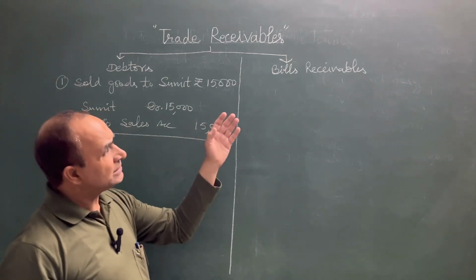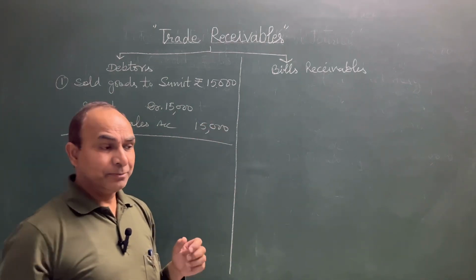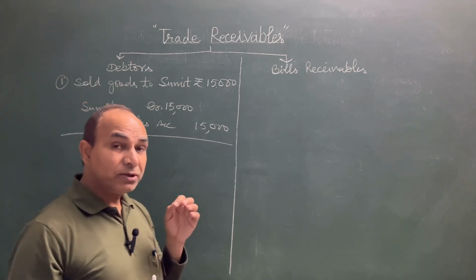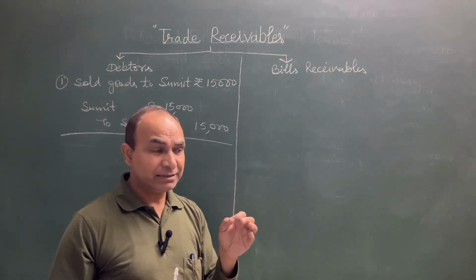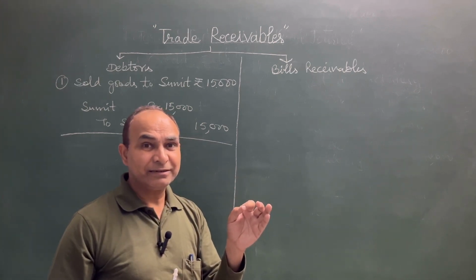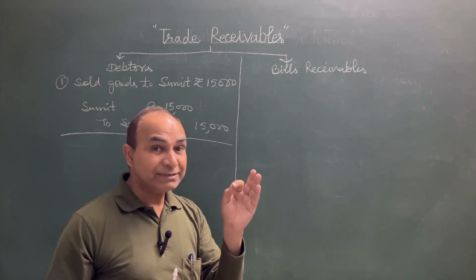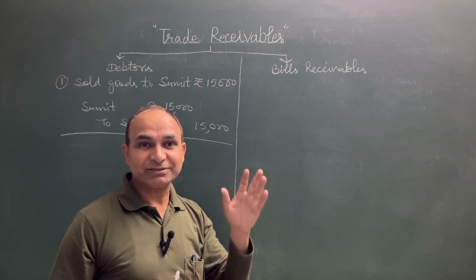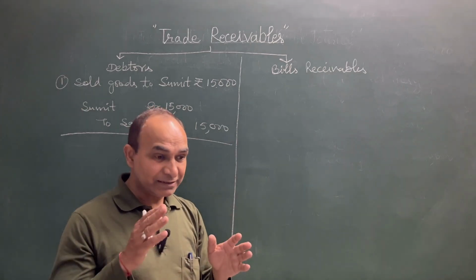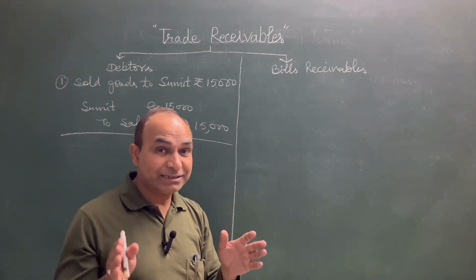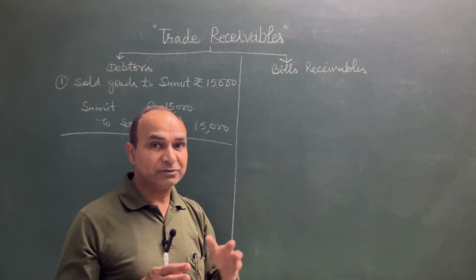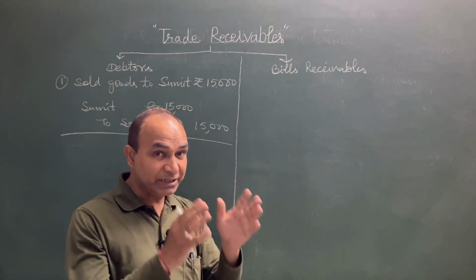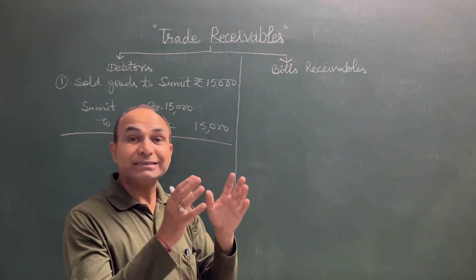Then what is bills receivable? Bills receivable is the document which reveals the specific date when amount is to be received from customers, that is signed both by the seller as well as the customer, I mean the buyer of the goods. That becomes trade receivables actually, or the bills receivable.